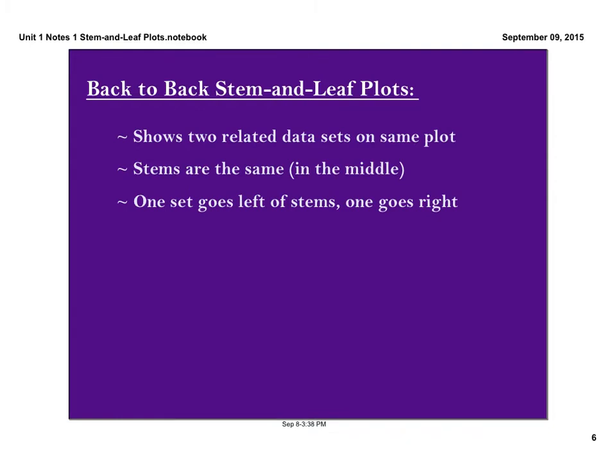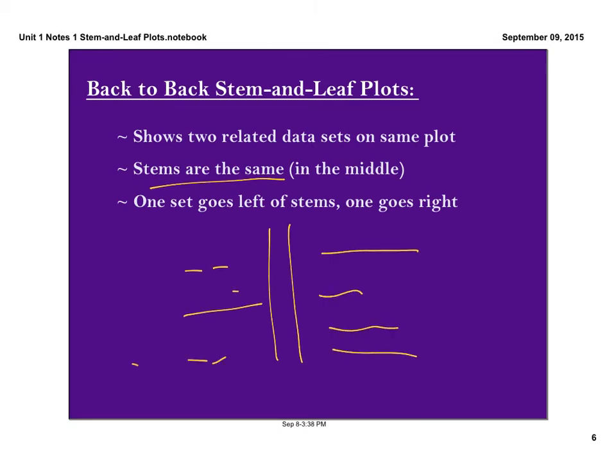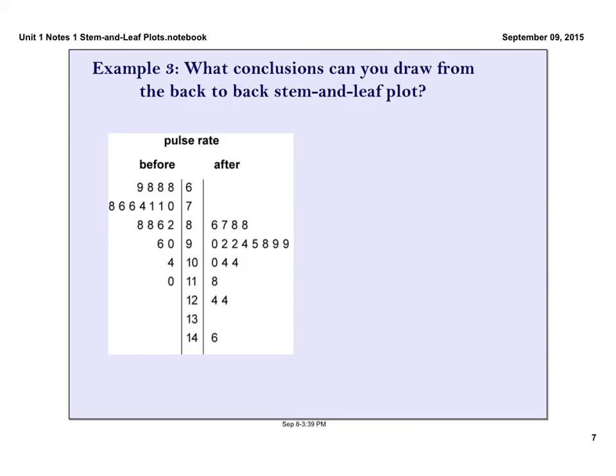So what we can do is use a back-to-back stem and leaf plot where the stems are in the middle. Sometimes you'll see where stems are in the middle and one data set comes out here and one data set comes out here. Okay, so they use the same stems, they share stems, all of them would be the same, but their leaves go off in different directions.